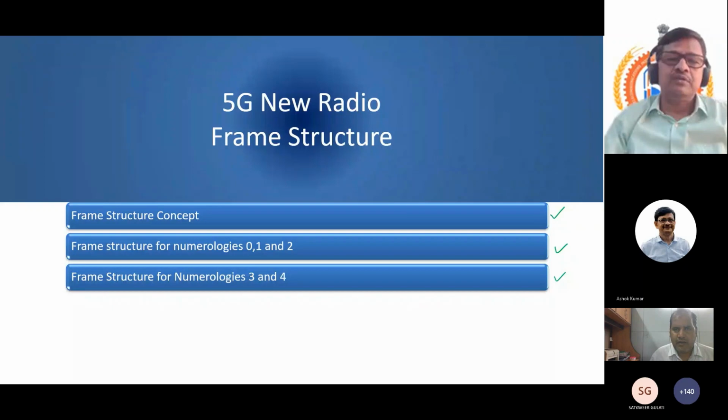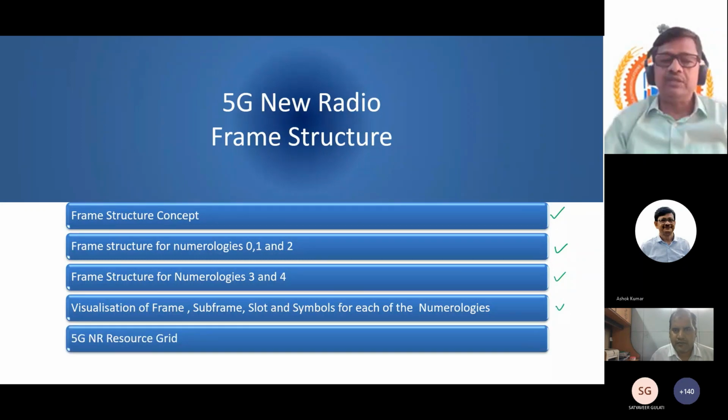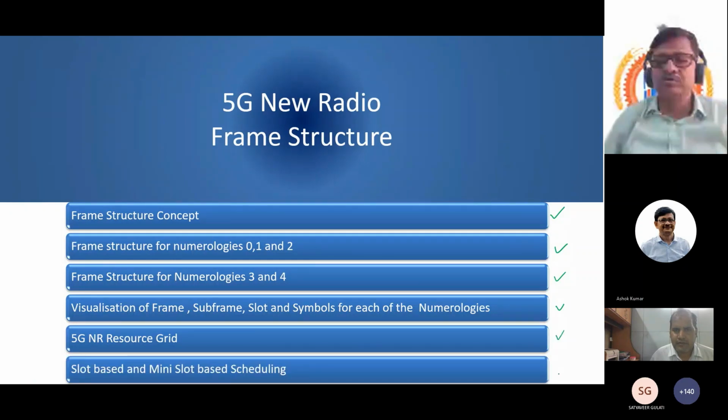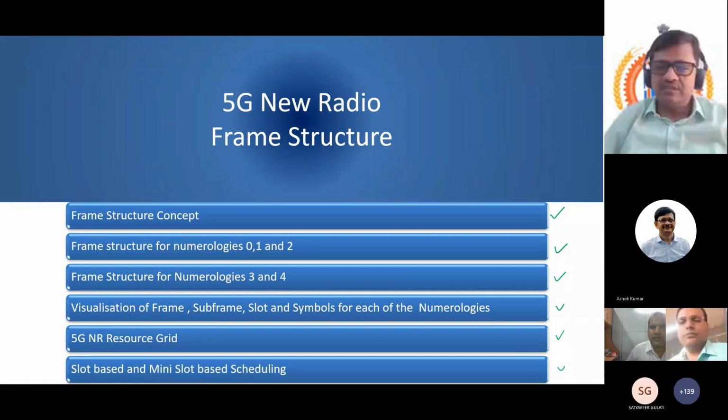Then we'll talk about numerologies 3 and 4 and their frame structure. And then visually we'll see how it looks. And then we'll also talk about the concept of resource grid. What is the resource grid related to frame structure? And finally, we'll talk about scheduling, slot-based scheduling and mini slot-based scheduling. And perhaps the remaining two small topics we'll take next time, maybe tomorrow or the day after.